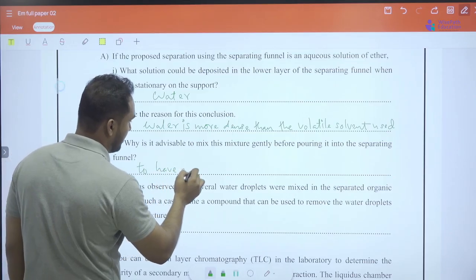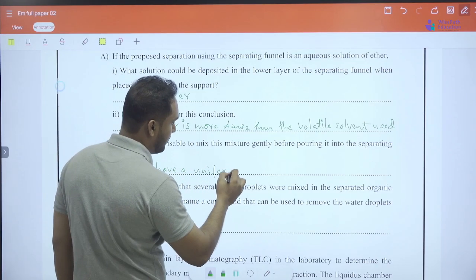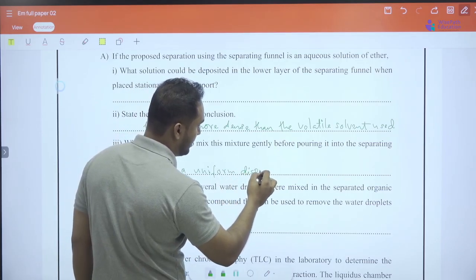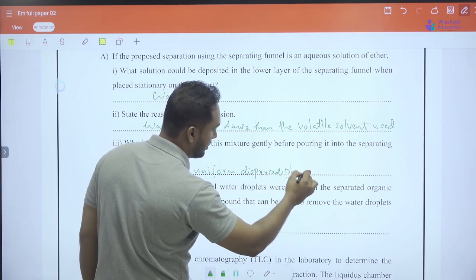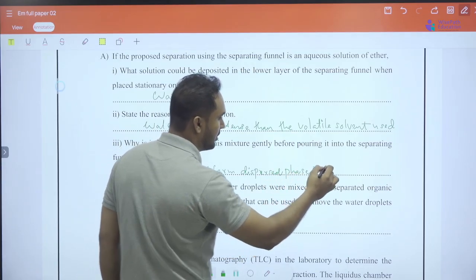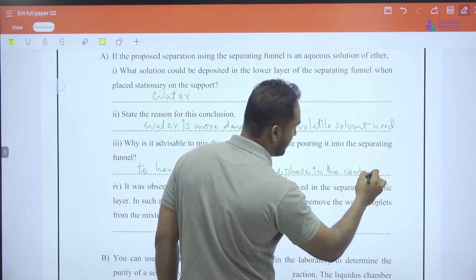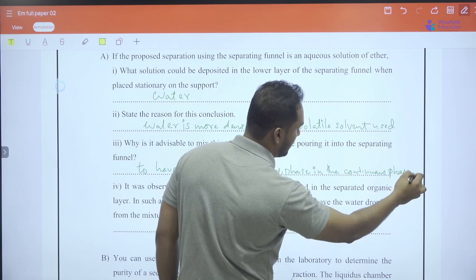To have a uniform dispersed phase in the continuous phase, right? That is the main reason.